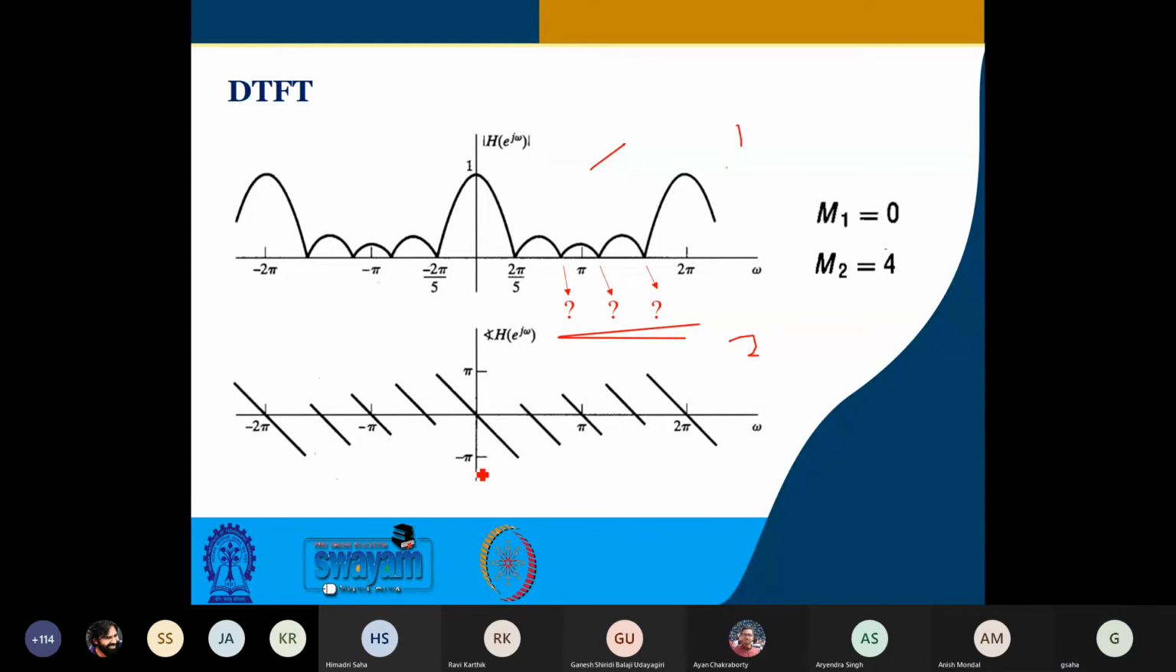I didn't understand. Can you explain? Sir, at 2 pi by 5, the sine of omega times (m1 plus m2 plus 1) by 2 term becomes negative, right? So that adds a phase of pi. And since our angle should always lie between pi and minus pi, that turns out to be positive. Right. Okay.